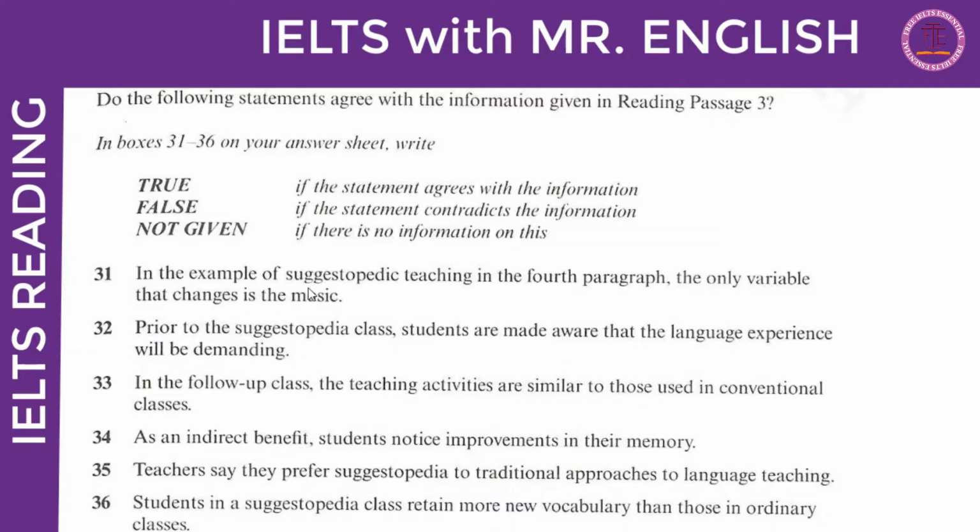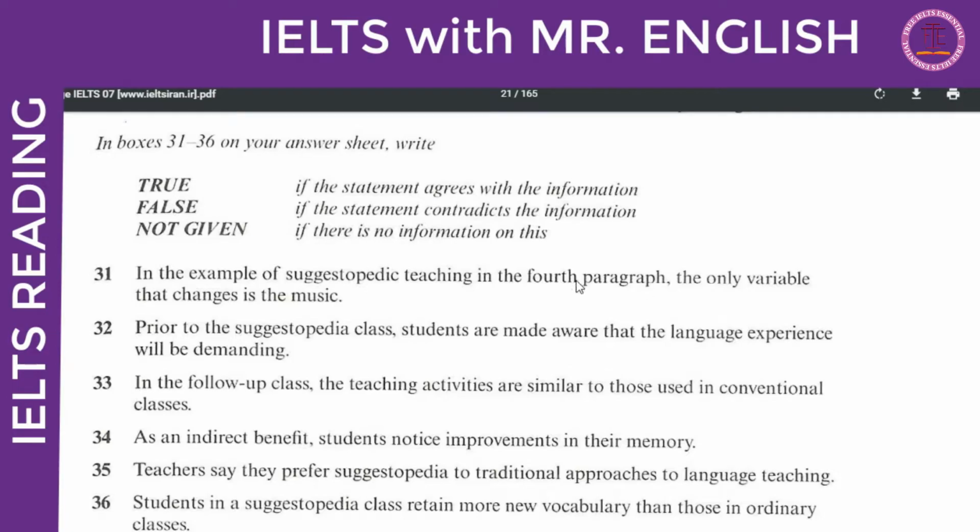That is how scanning will help us. First of all, understand the questions. Sometimes you find a typical question like 31, because the writer is already giving you a clue about the place in the source passage. For example, it mentions periodic teaching in the 4th paragraph, so now it's clear the answer would be in the 4th paragraph. The only variable that changes is the music. I mean, there is only one variable that changes, and that is music.